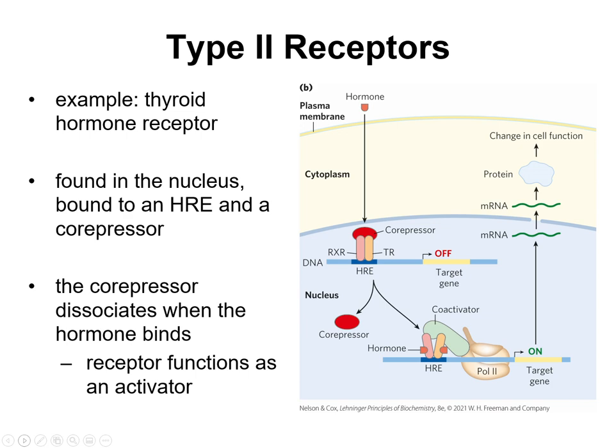Type 2 receptors are a little bit different. One example of a type 2 receptor is the thyroid hormone receptor. The hormone enters the cell, and it just goes straight through to the nucleus. Doesn't stop for anything. Once it gets to the nucleus, it's going to bind to an HRE and a co-repressor.